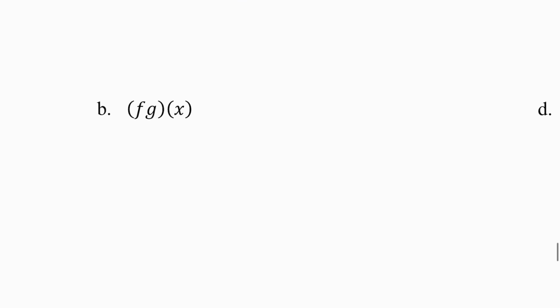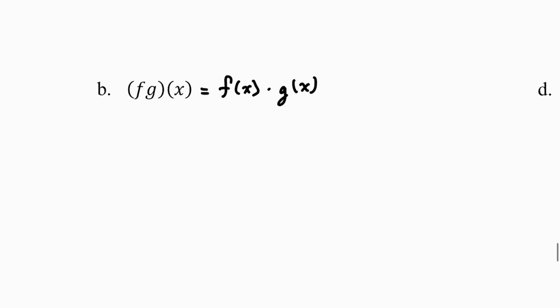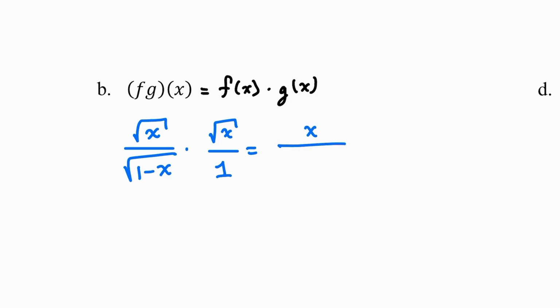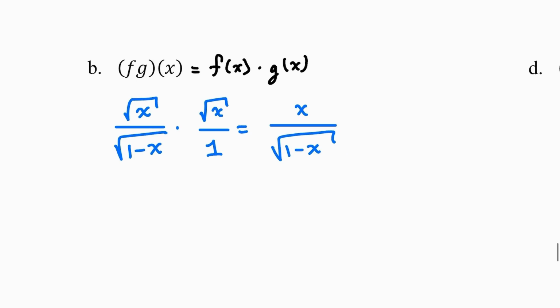Well, what happens if we have fg of x? Again, it's not multiplying f and g and multiplying by x. We're taking f of x and g of x and multiplying them together. So instead of the square root of x over 1 minus x, I'm going to rewrite it as the square root of x over the square root of 1 minus x for the sake of notes. g of x is just the square root of x. If you multiply the top times the top and the bottom times the bottom, root x times root x is just x, and the square root of 1 minus x times 1 is just the square root of 1 minus x, which you could rationalize if you want to, but you don't have to.